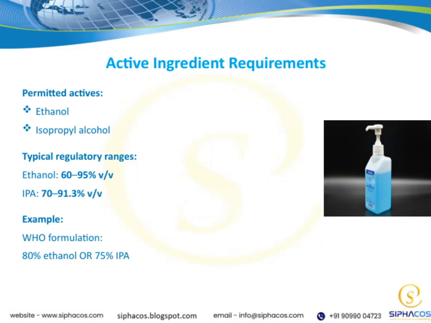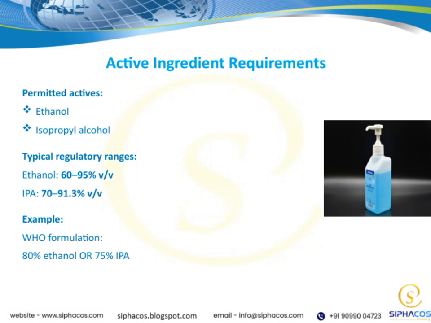Let's take a closer look at the active ingredient requirements. The permitted actives in hand sanitizers are primarily ethanol and isopropyl alcohol, which are both effective disinfectants. When it comes to regulatory ranges, ethanol typically needs to be between 60 and 95% by volume, giving some flexibility depending on the formulation. Similarly, isopropyl alcohol, or IPA, is usually within the range of 70 to 91.3% v/v.